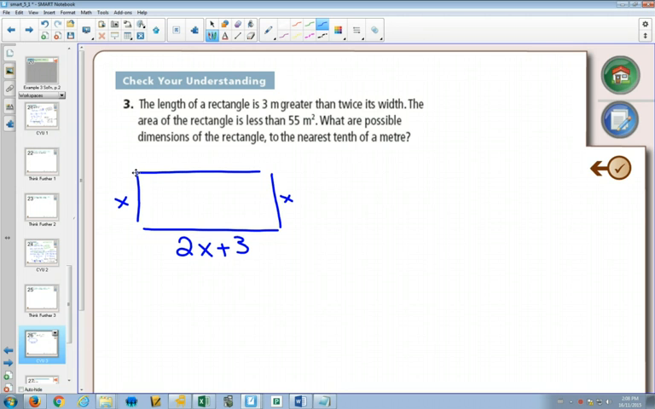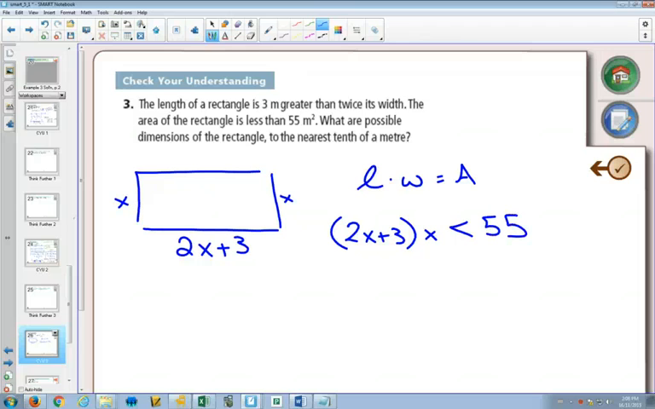Now area is length times width. So length times width would equal the area. So we know that our length times our width has to be less than 55. We've just made a quadratic inequality. What are some possible dimensions for this?